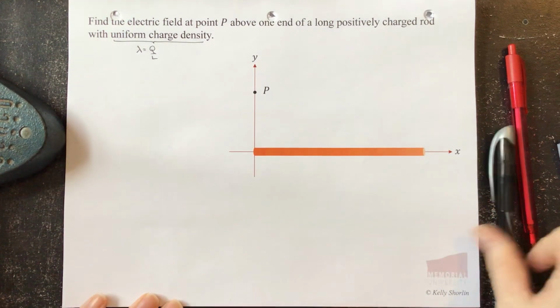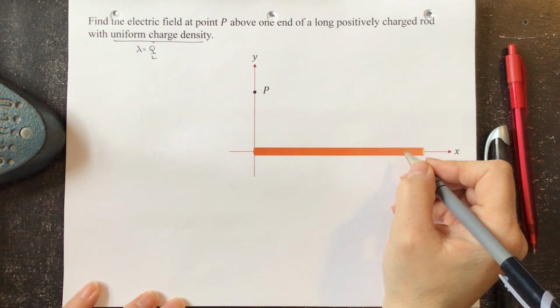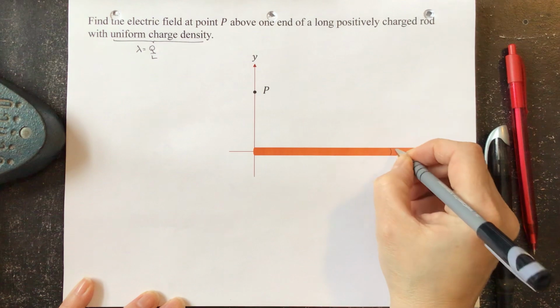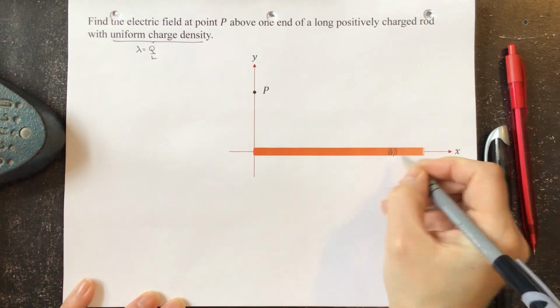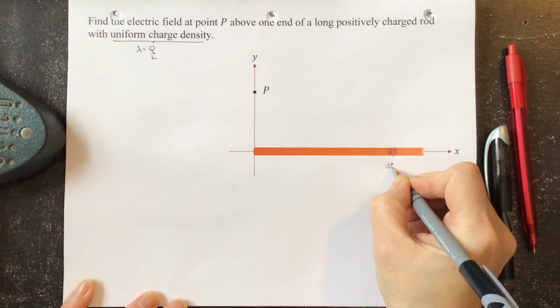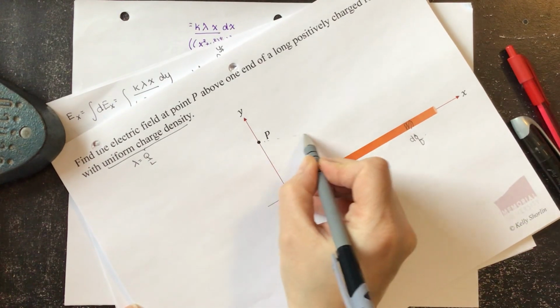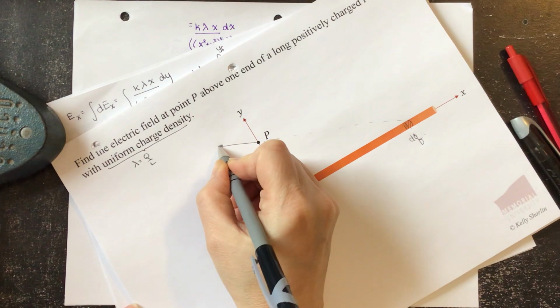So let's go through our whole process, and we'll make some notes as we go. Let's go through the steps, even though we're not going to write all the steps out. So we're going to identify one little bit of charge dq. We're not going to pick it at either end or dead at the center. So here's our little bit of charge dq. We want to draw the electric field made by this dq. It's a positive charge, so the electric field points away.